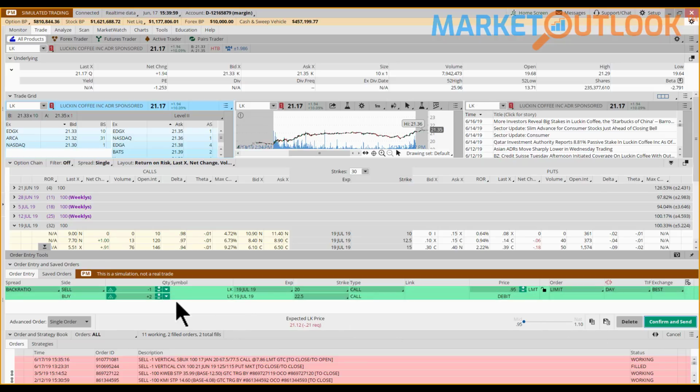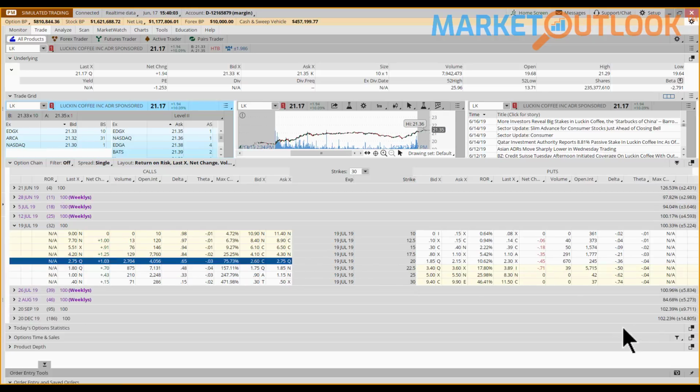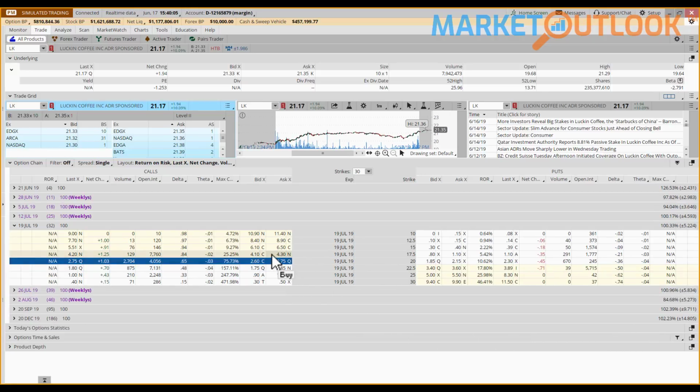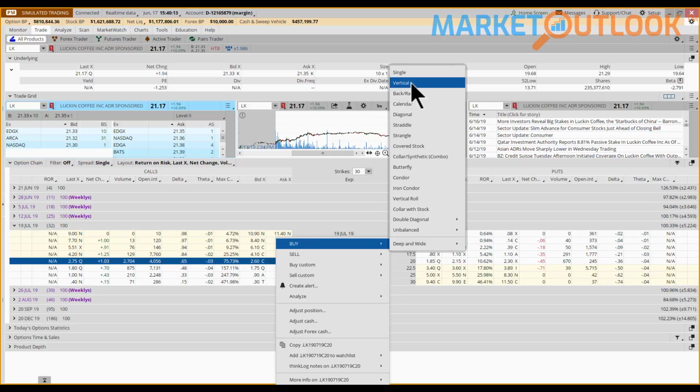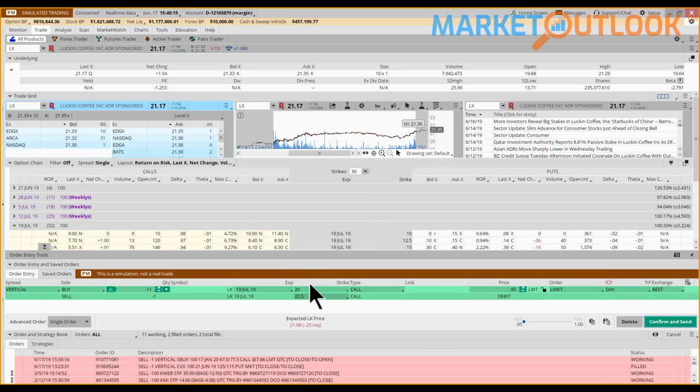Whoops, for some reason, I don't know if I accidentally clicked something wrong. Let me do that again because that came up really goofy with a couple of additional strikes there. So I'm going to come over here to the 20. I'm going to right click. I'm going to go to buy vertical. I think it accidentally hit back ratio there. So this time it pulled up correctly.